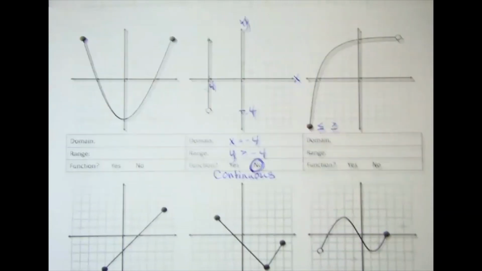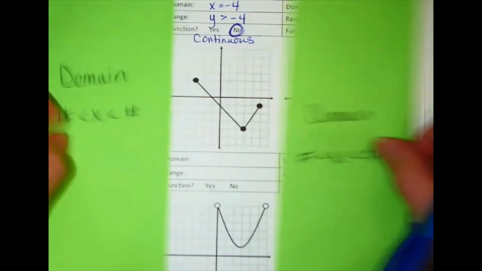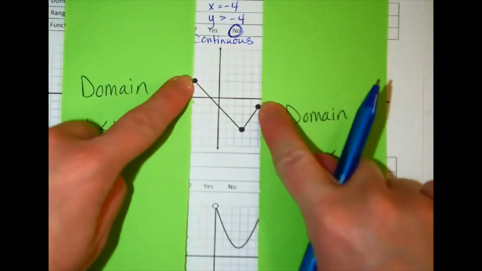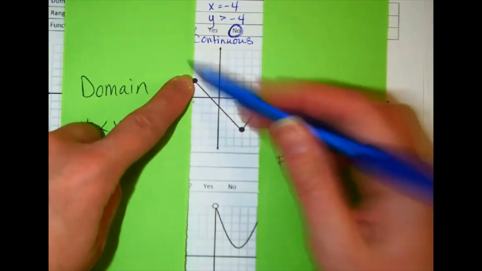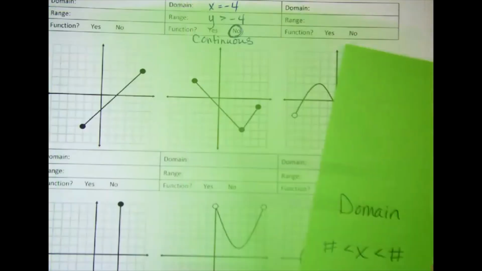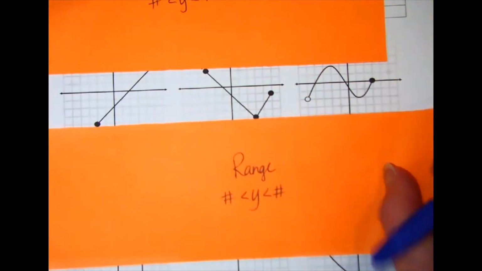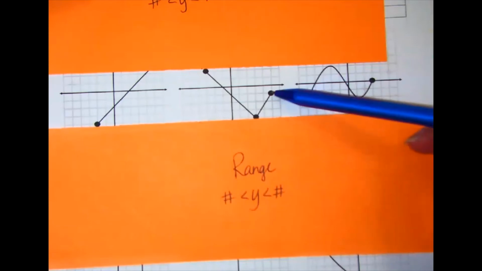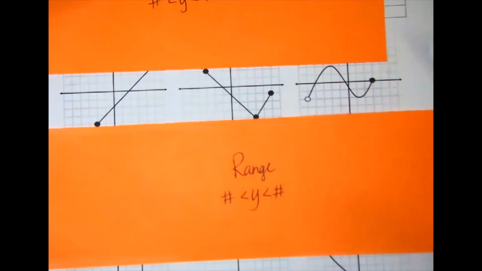Just a couple things I want to point out on something like this one. When you do domain, you're just looking at the two widest points, so here and here. This one is not counted. I mean, it's part of the domain because there's an x value there, but we just want the two widest points. And then for range, we're going from the bottom to the top, so we just need the lowest point and the highest point. Again, this point isn't important in the range.